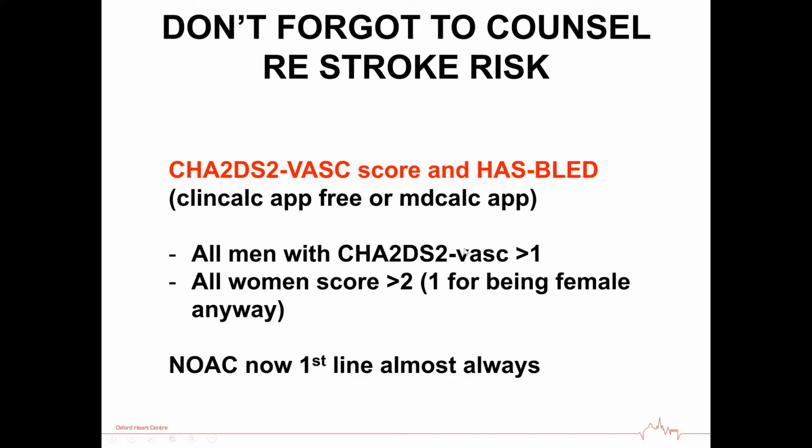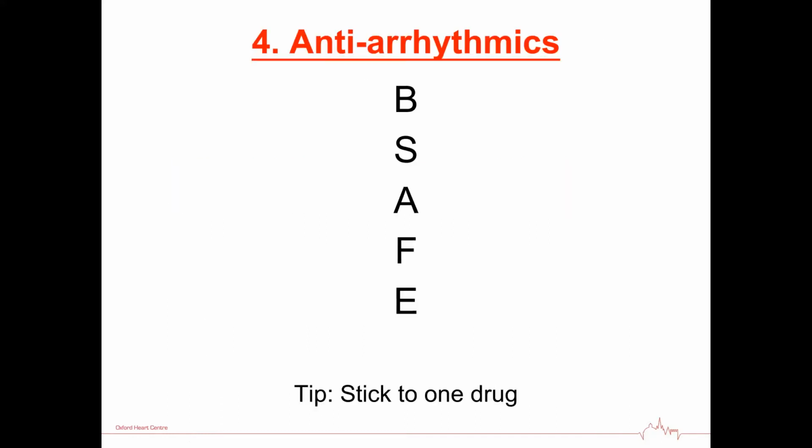All men with the CHA2DS2-VASc score more than 1 without having a HAS-BLED score that's outrageous should be anticoagulated, and all women with a score more than 2, given that they get 1 just for being female. We tend to use NOACs first line, and again, I'd familiarise myself on starting back in A&E what they tend to use. In Oxford, we use apixaban because it was given the best balance of bleeding and efficacy, but some other trusts opted for other ones because they've got a once daily regimen, for example.